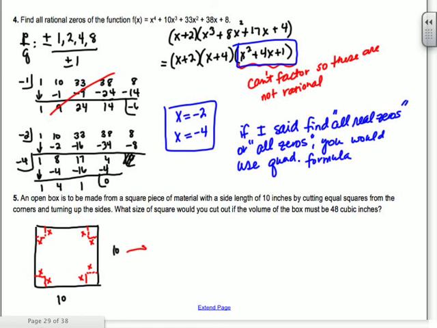So think about what your box looks like now. We have a length, a width, a height. So what's the height of the box? X. Do you guys all see that? That was the part you folded up. When you fold it up, this height is x. All right, now the width is from here to here. So it was 10 originally, but now it's 10 minus something. You subtracted out two of the x's, right? Same thing over here. That's still 10 minus 2x.